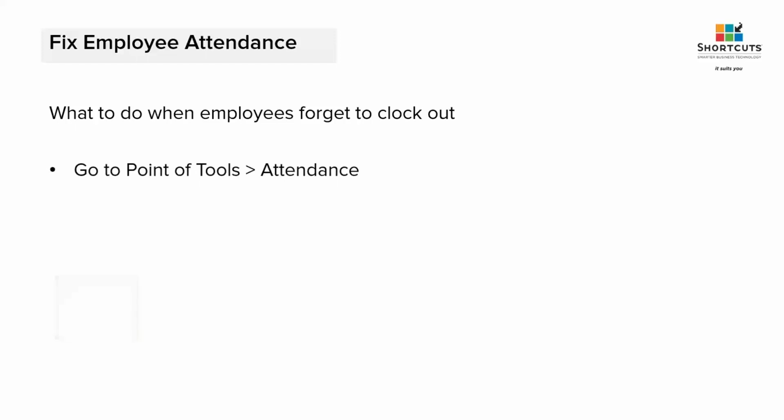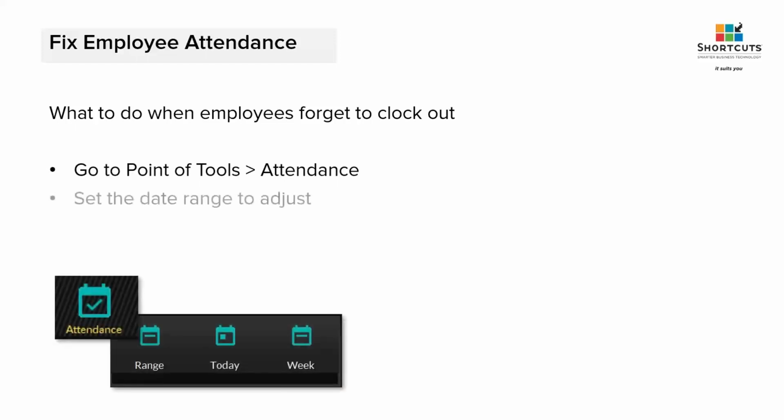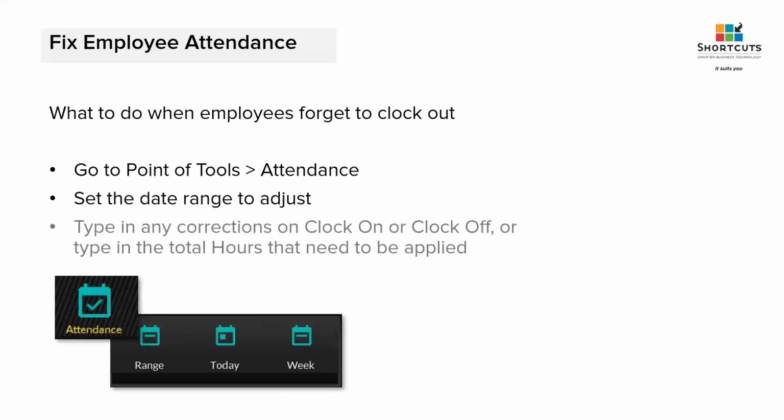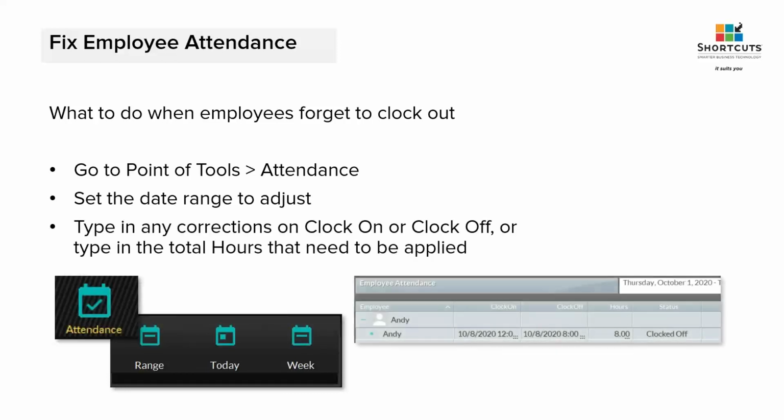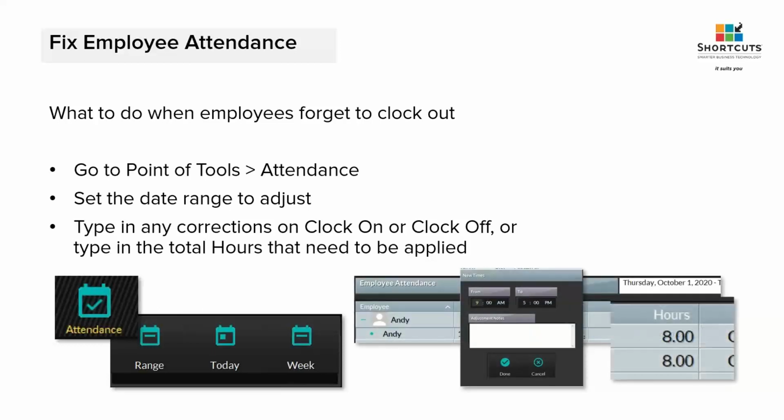So, fixing employee attendance. It's pretty easy to clock in and easy to clock out, but it's also very easy to forget to do this on a busy day. If the staff comes in, they just get right to their chair and get to work, these things can happen. So what you want to do is go to Point of Sale Tools, go to Tools, and go to Attendance.